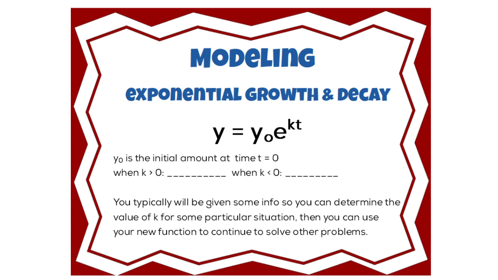Now, if k is greater than 0, so that means if it's positive, then we've got exponential growth going on. But if you have a negative exponent, so that k value would be less than 0, then this would be an exponential decay model.